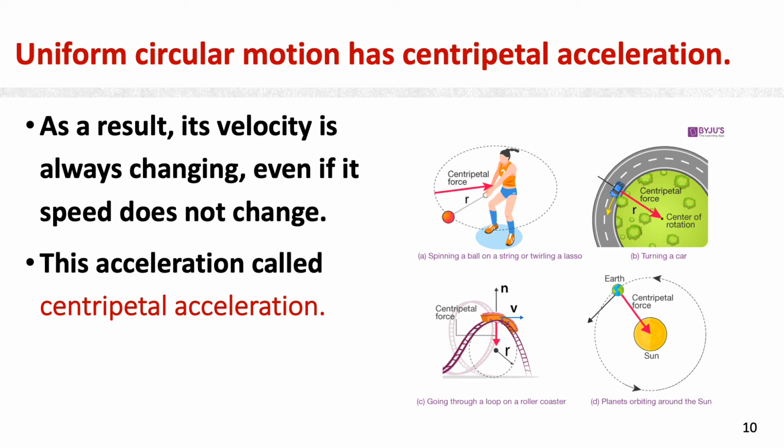There are examples here of this kind of acceleration, like Earth revolving around the Sun or other planets revolving around the Sun, a car moving in a circular motion, spinning a ball, or going through a loop on a roller coaster. All of these circular motions cause acceleration. Why? Maybe the speed is constant, but you are changing direction, which means you are accelerating.